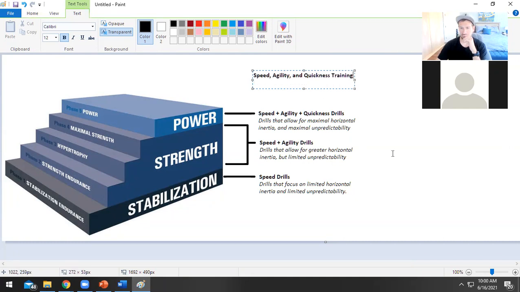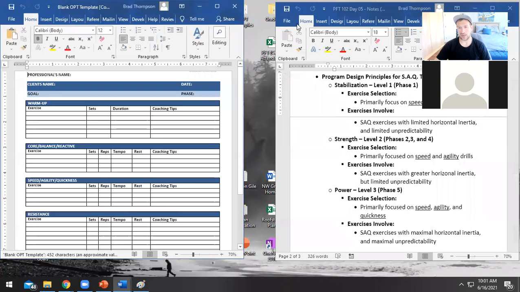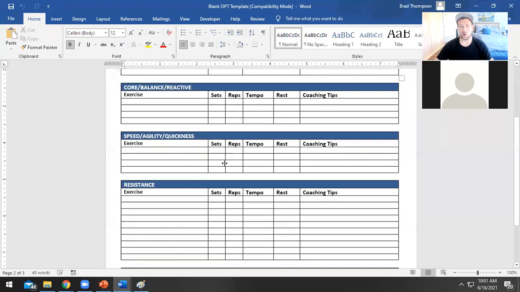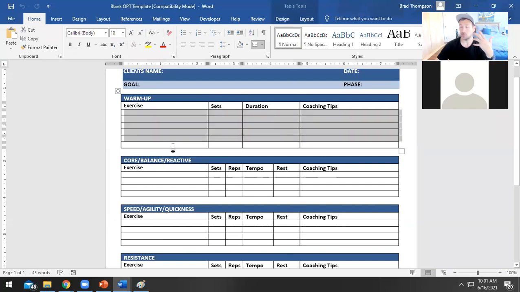And that's this section right here. So on your OPT template, if we're designing a whole workout, we would start with our warm-up. That would mean a little bit of SMR, a little bit of flexibility, and then a little bit of cardio to get the body nice and warm.